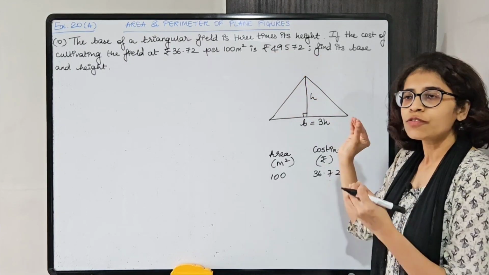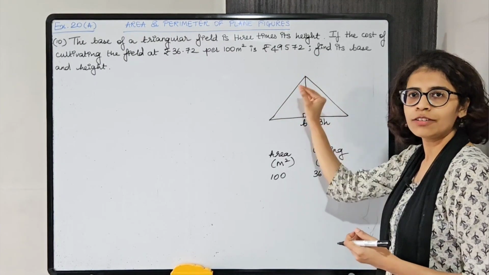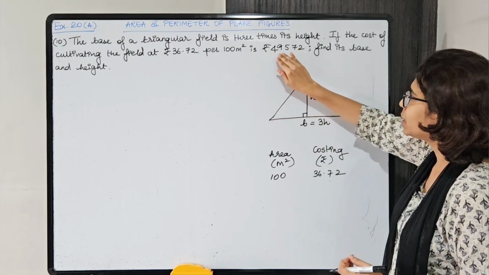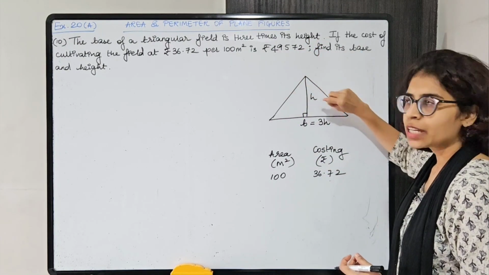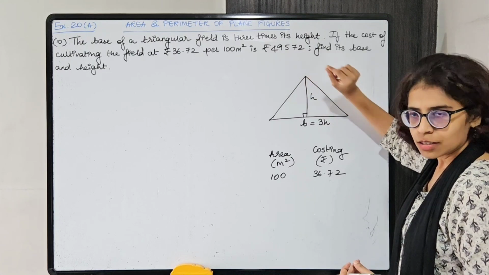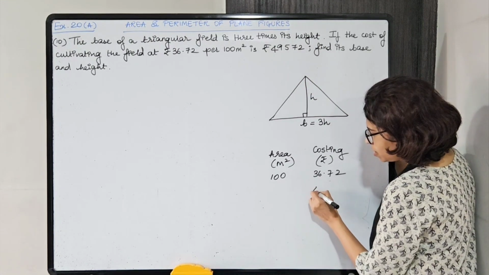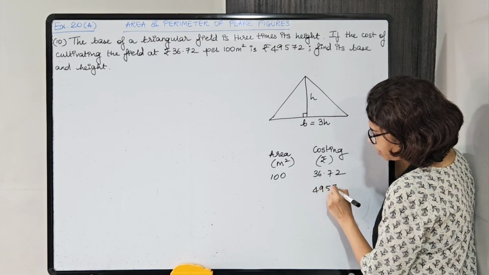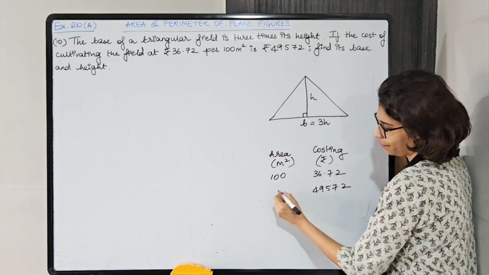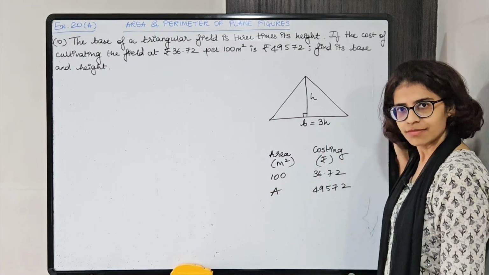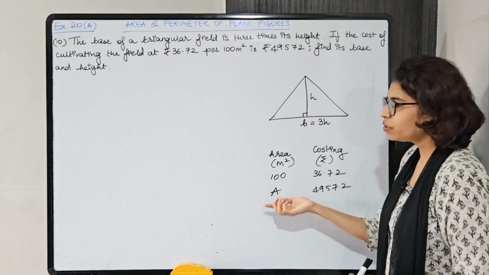Now they have told you that the cost of cultivating the entire triangular field is 49,572. ये पूरे एरिया के लिए it is this. So costing is 49,572 for this entire area. Right? We don't know the area.